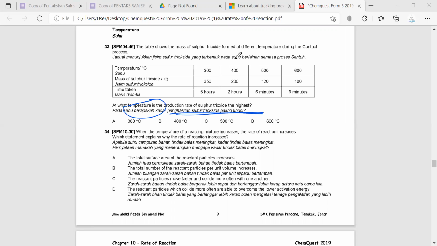Sebab temperature 500 kat situ. Macam saya cakap, temperature dia 500, lepas tu dia punya the mass of sulfur dioxide is 120. So bila dia dah panaskan tu dalam 6 minit saja. Kalau 600 temperature tu tapi dia punya mass lagi sikit daripada temperature yang kat 500, tapi dia lagi lama time taken dia.